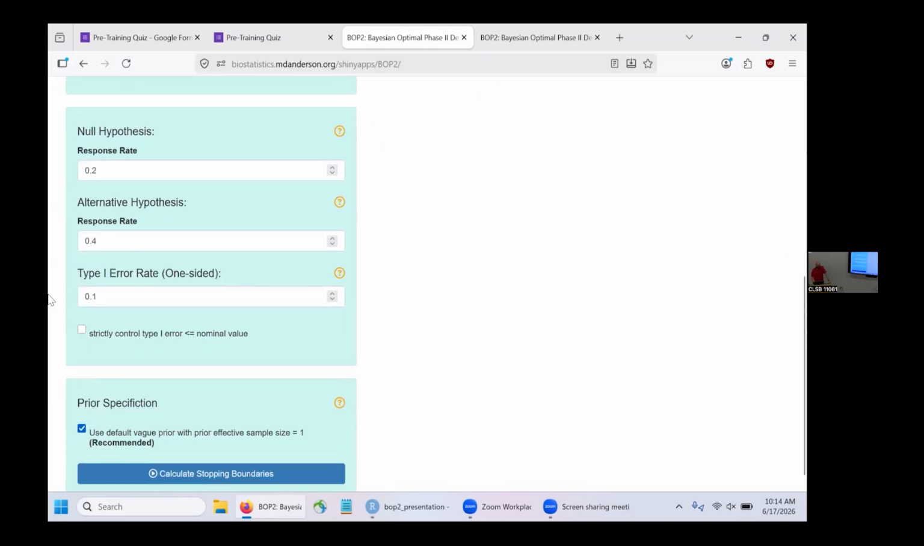And then we're going to have to provide our null hypothesis response rate, alternative hypothesis response rate, desired type 1 error rate, and then the prior. And it does have a default that they recommend. Let's talk about the prior in depth.